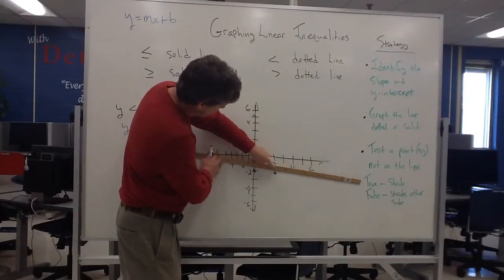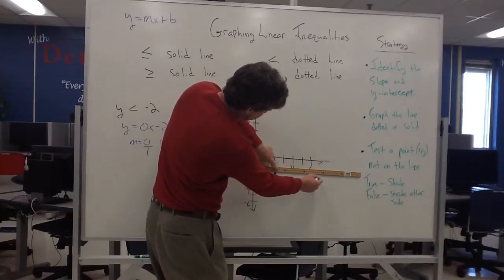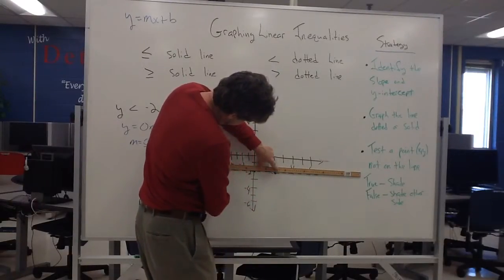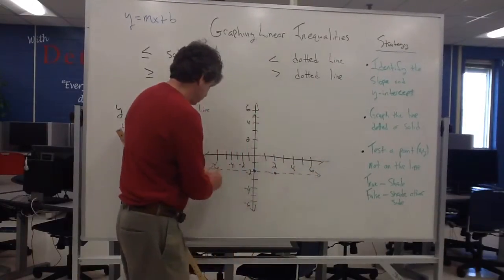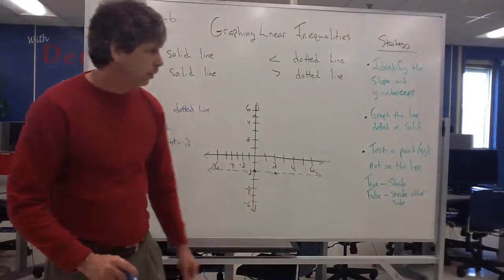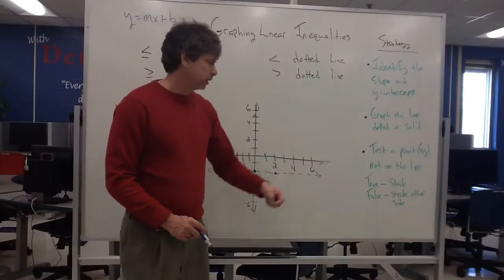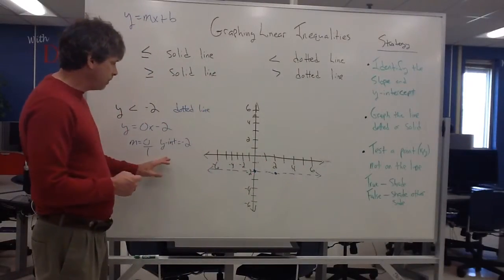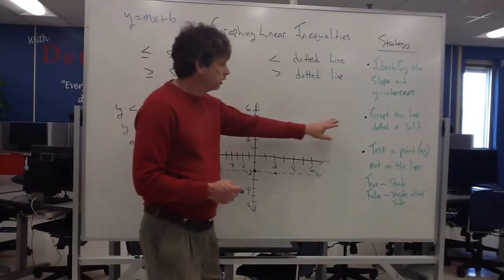I now can graph my line. It's going to be a horizontal line, and it's going to be dotted. I guess dashed or dotted. Probably more appropriately, I should use the word dashed. So I've got my inequality graphed.